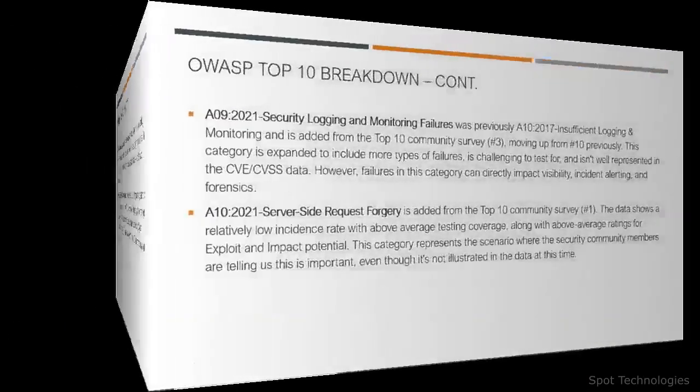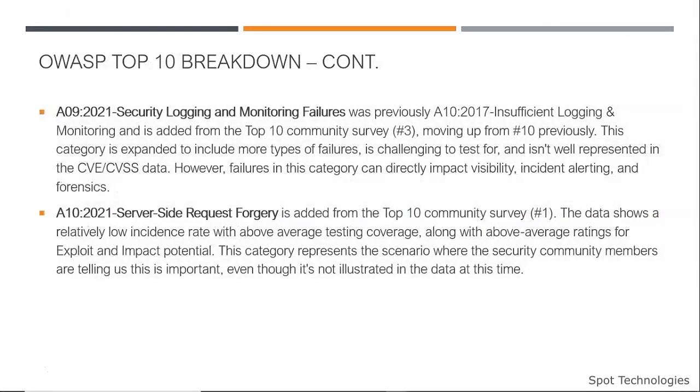A09:2021 Security Logging and Monitoring Failures was previously A10:2017 Insufficient Logging and Monitoring and is added from the top 10 community survey, number 3, moving up from number 10 previously. This category is expanded to include more types of failures, is challenging to test for, and isn't well represented in the CVE CVSS data. However, failures in this category can directly impact visibility, incident alerting, and forensics.